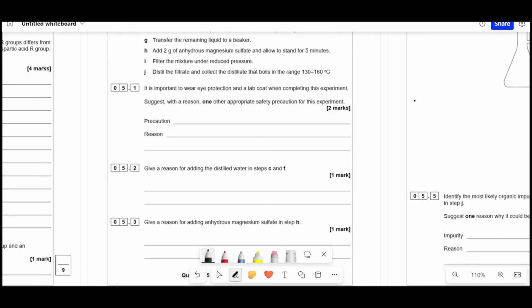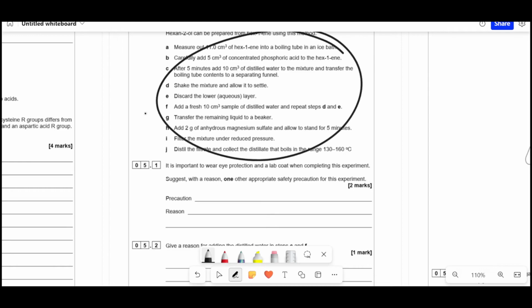It is important to wear eye protection and a lab coat when doing this experiment. Suggest, with a reason, one other appropriate safety precaution. So, what do we think is going on? Why on earth would you need to wear eye protection? Obviously, everyone does it generally, but they're asking specifically what's going on in this scenario to make that happen.